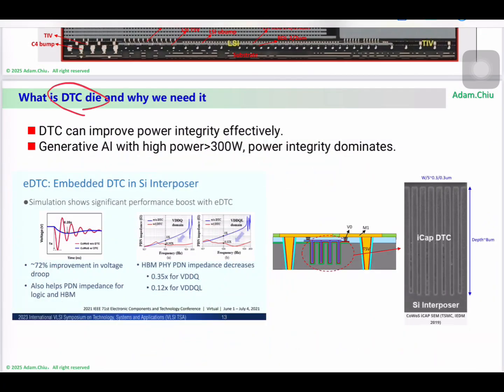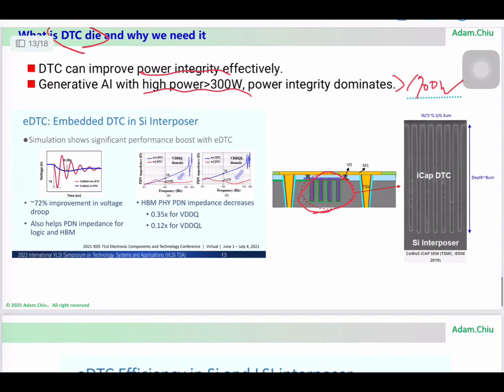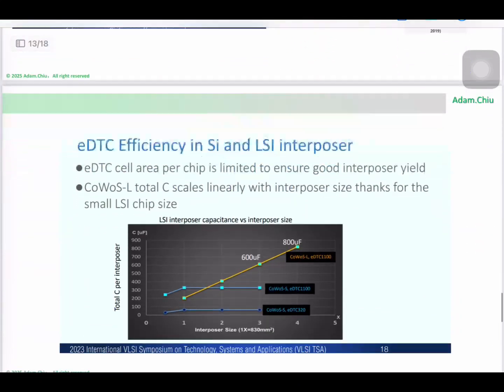Now about why we need the DTC die and why it's necessary. Because the DTC die is excellent for improving power integrity. It can stabilize voltage. We know that current generative AI has very high power consumption, exceeding 350 watts, and some are even reaching 1700 watts. In such a situation with such high power consumption, my DTC has a storage capacitor that can produce a very good effect on dynamic voltage regulation. My voltage control, dynamic voltage, will achieve significant improvement.